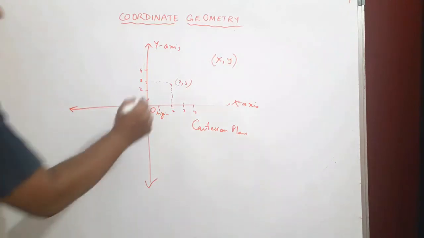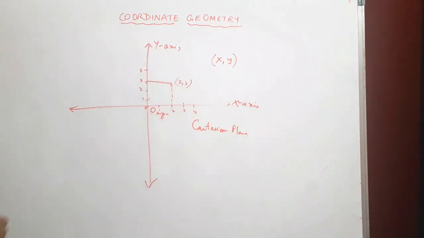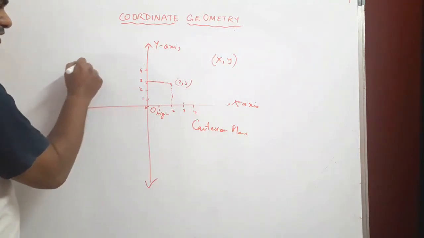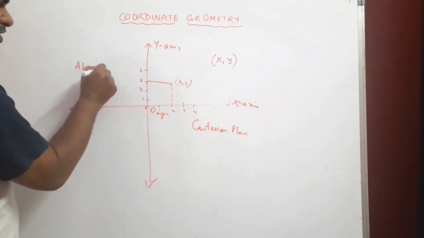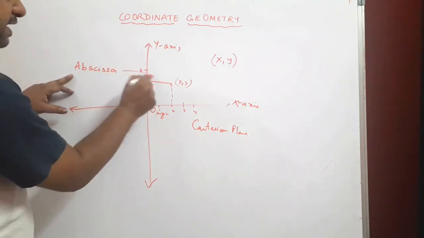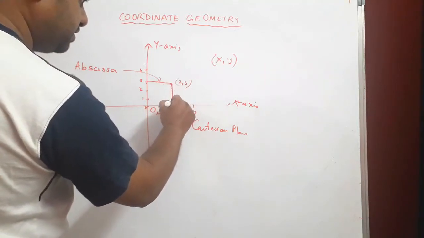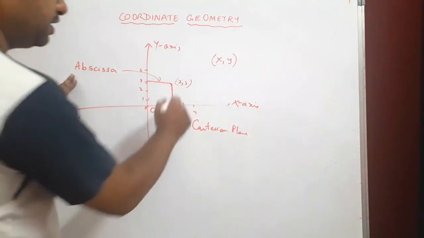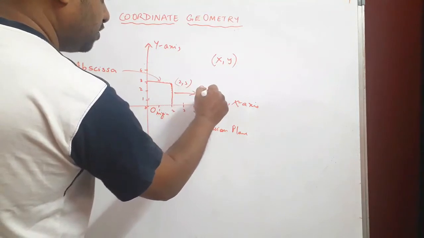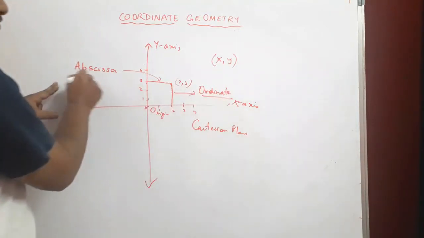Now, what we call the x-axis coordinate is known as the abscissa, and the y-axis coordinate is referred to as the ordinate. Certain terms that you need to know.